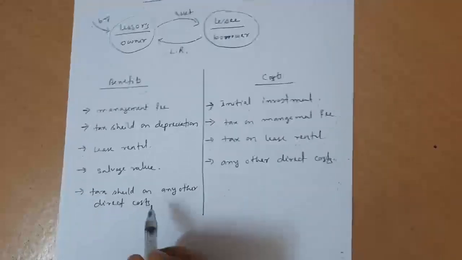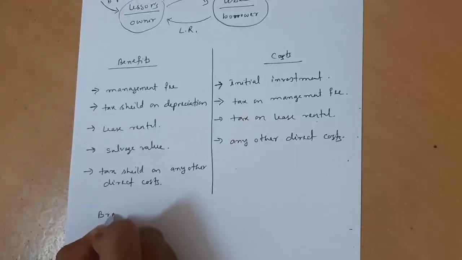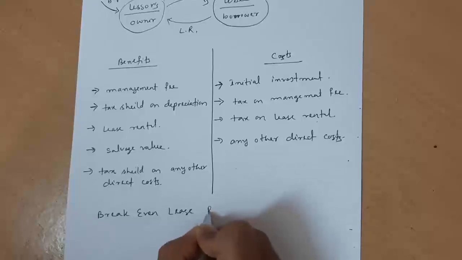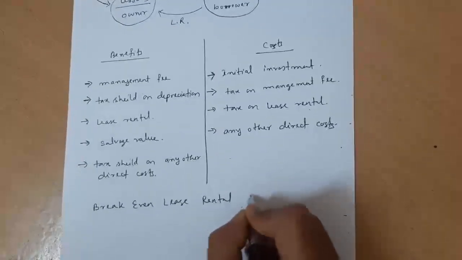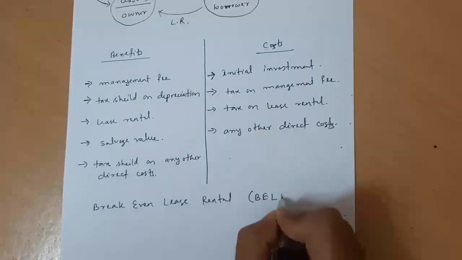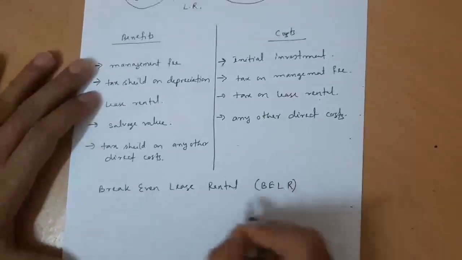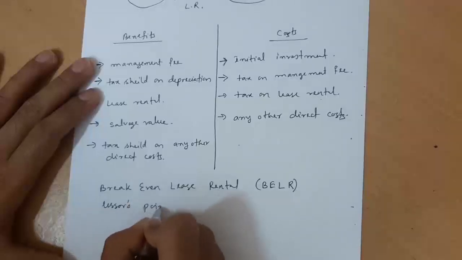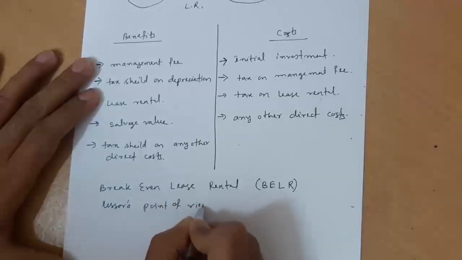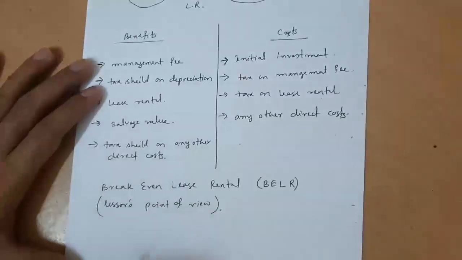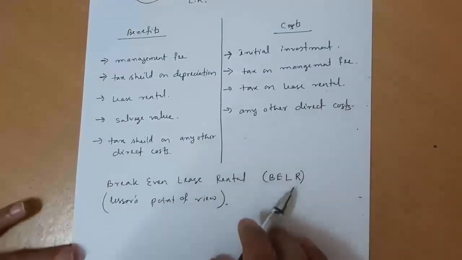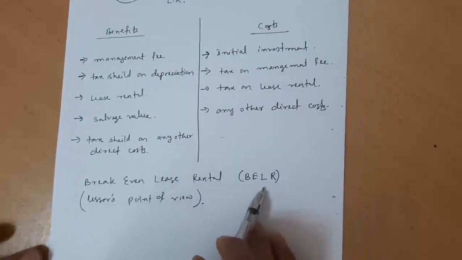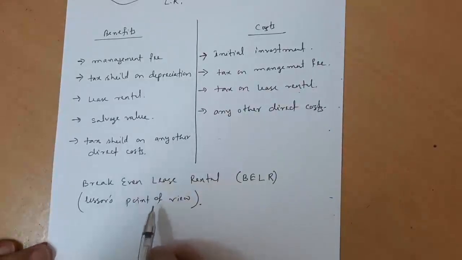Now we'll try to see the break-even lease rental, which is known as the BELR. Now this BELR is from the lessor's point of view. Earlier we have also done the BELR, but that break-even lease rental was from the lessee's point of view. So the lessee's point of view is different from the lessor's point of view.